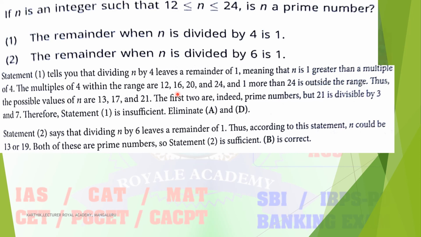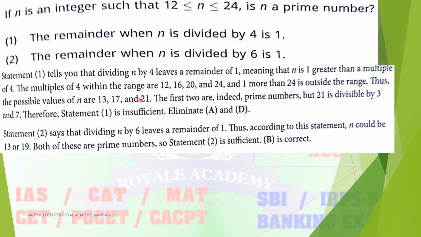From the first statement, the multiples of 4 that fall in between 12 and 24 are 12, 16, 20, 24. So these four numbers are multiples of 4. Along with that, the remainder should be 1. Then what do the values become? 12 becomes 13, 16 becomes 17, 20 becomes 21, and 24 becomes 25. 25 is not there, so only 3 numbers are coming.